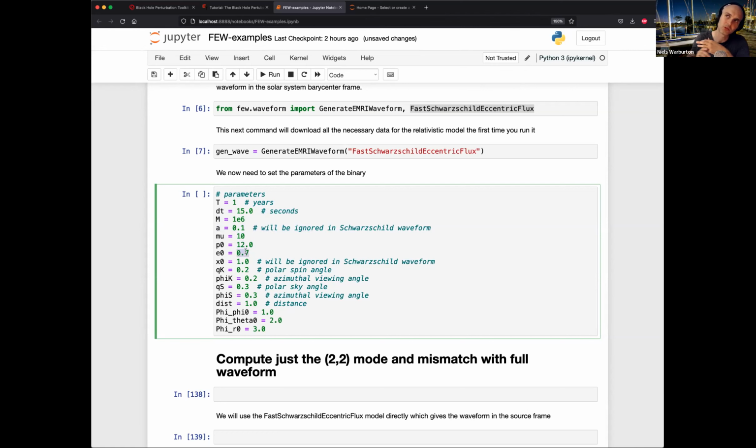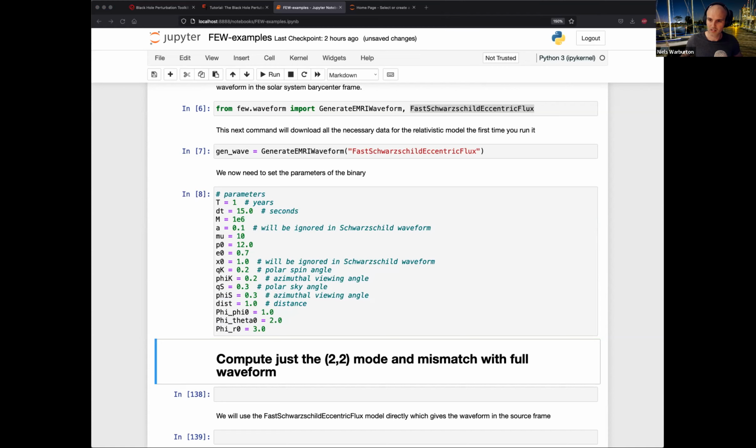We can go to eccentricities of a little more than 0.7. I think 0.75 is okay in the model at the moment. Inclination will be ignored. And then there's a bunch of viewing angles and angles of the source relative to the observer that you can set, as well as some initial phases. And this one here will be ignored in the generic case. So we can just set those parameters.